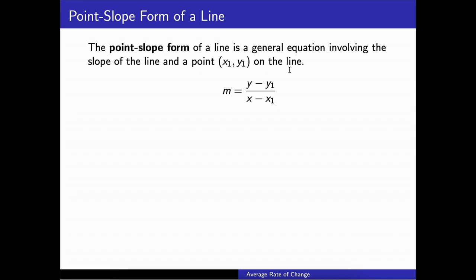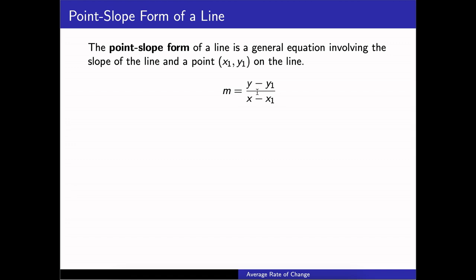So if you recall from algebra, your slope is y2 minus y1 over x2 minus x1. Now, we generalize our equations with y's and x's. You remember like y equals mx plus b. And then x1 and y1 is just any point that's on the line.